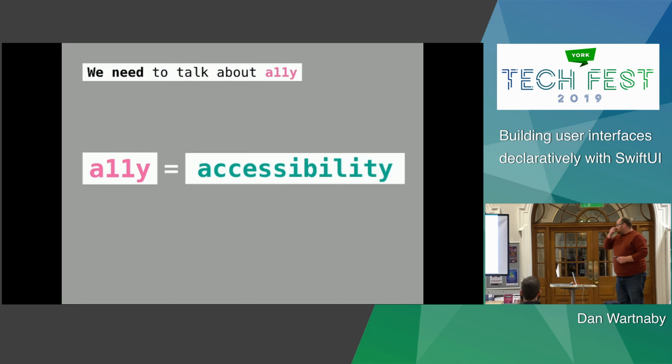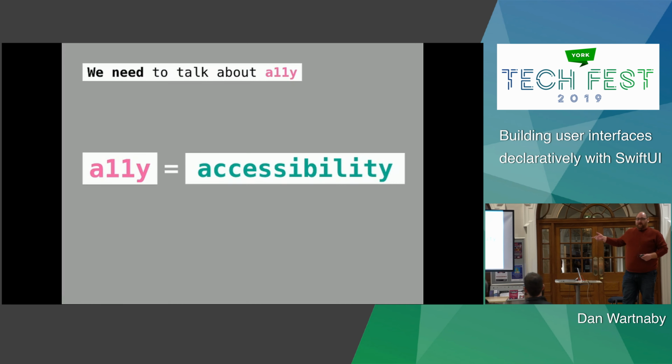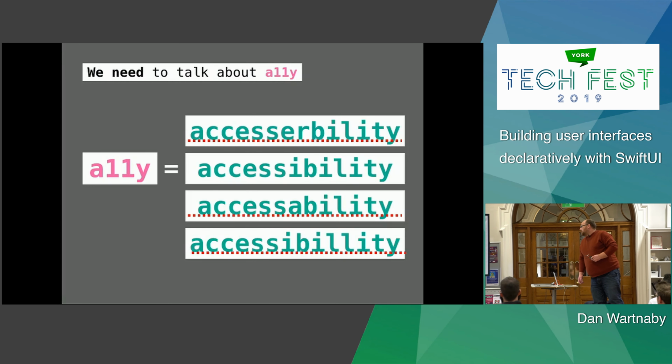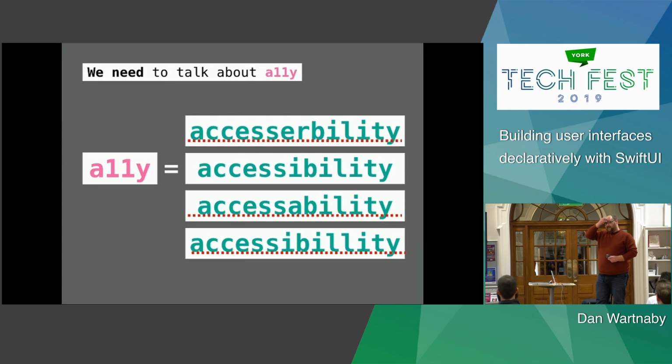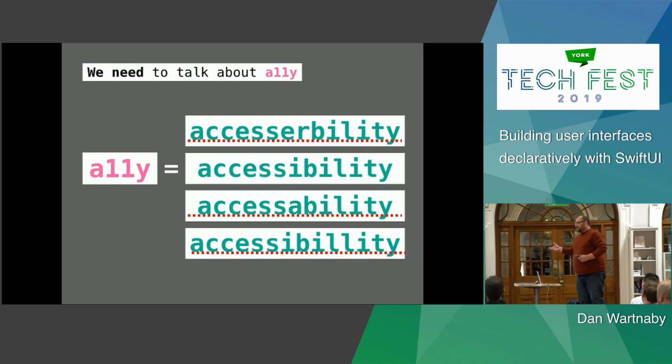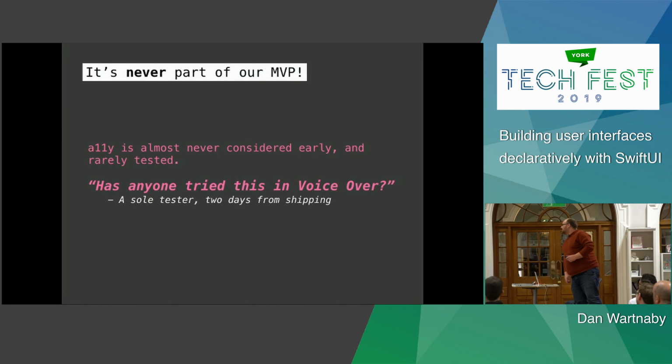So I want to talk about accessibility, or A11Y, which is how we abbreviate it. We abbreviate it because accessibility is really tricky. It's really hard to get right. So we've even made the word more accessible, which is telling, and we should pay attention to that.